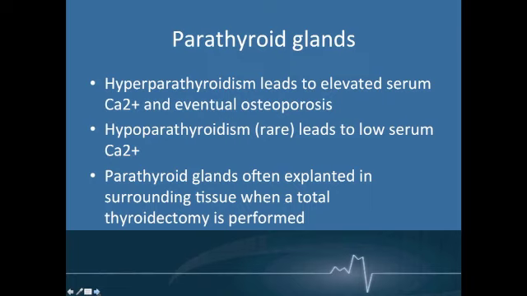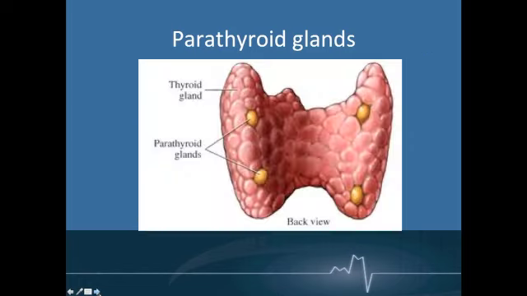So if you have hyperparathyroidism, you will see an elevated serum calcium, which means more is coming from the bone, and so that can result in osteoporosis. Hypoparathyroidism is more rare, but it leads to a lower serum calcium. And as I mentioned again, they'll explant the parathyroids in the surrounding tissue. They will continue to function and often mitigate the need for having to take replacement therapy.